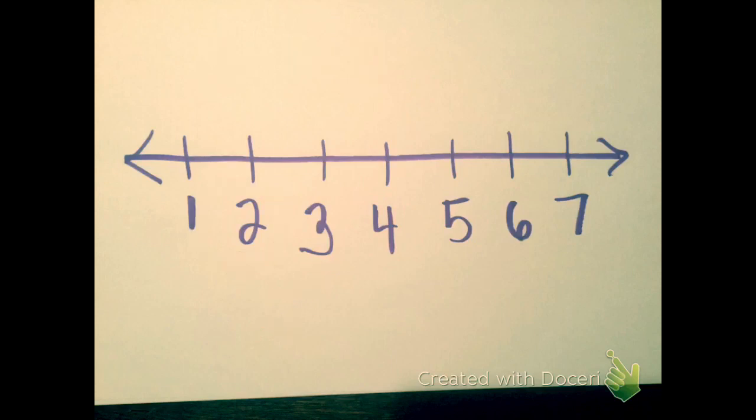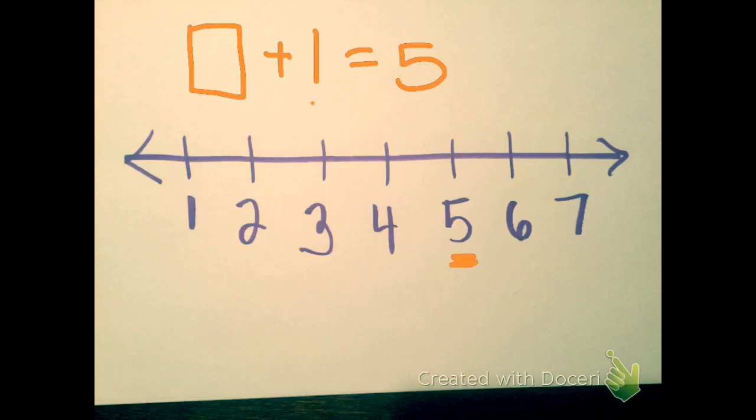Now we can also think about problems with a mystery addend, such as something plus 1 equals 5. Now this means that 1 more than a mystery number equals 5. So that means that I'm ending at 5 and I had to add 1 to get to 5. So if I had to add 1 to get to 5, then that means that I started at 4. So my mystery number is 4. 4 plus 1 makes 5.